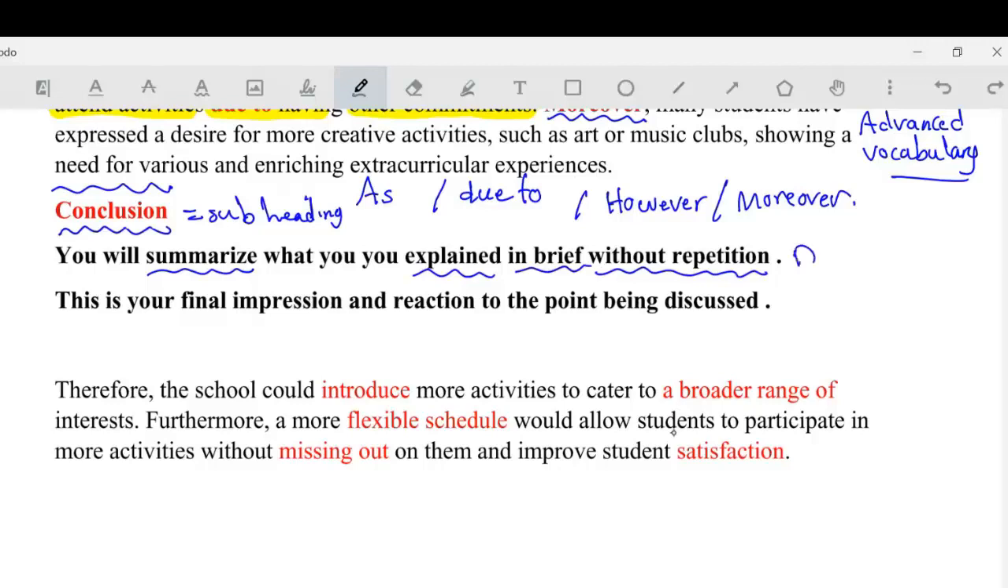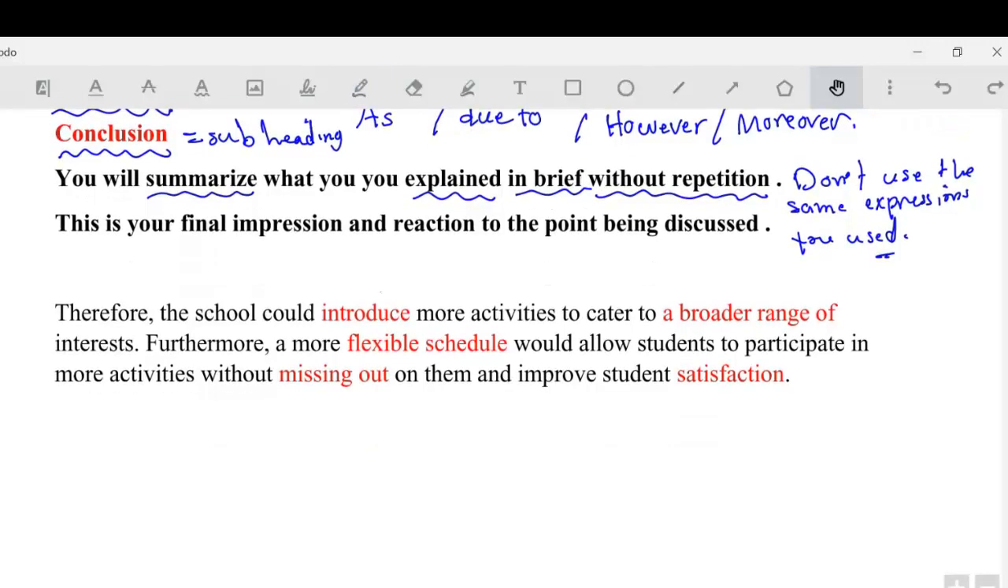Without repetition, it means don't use the same expressions you used in the paragraph. Use different words, okay? Conclusion is always your final impression and reaction about the topic. What is your final point? Now summarize the topic to me.